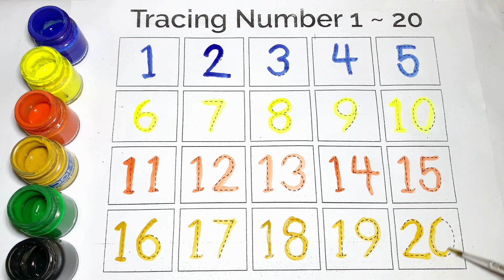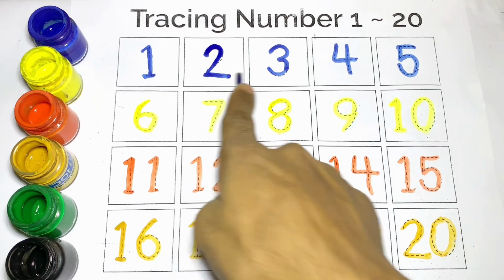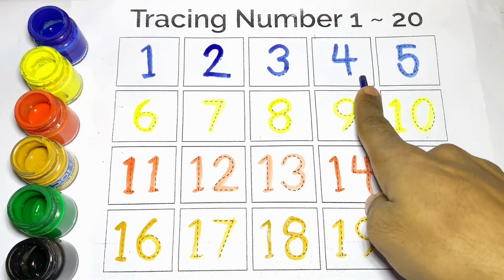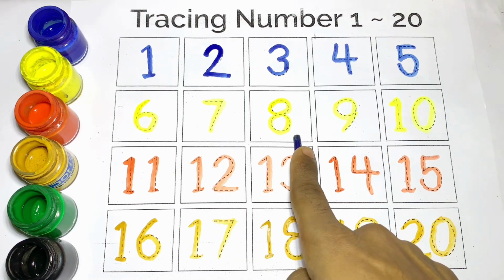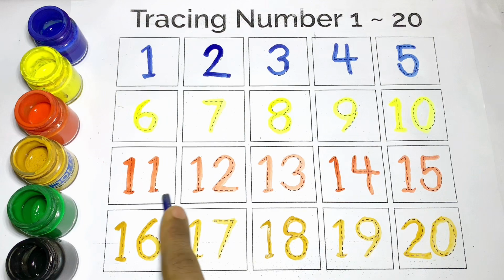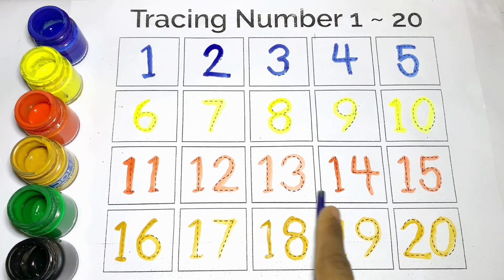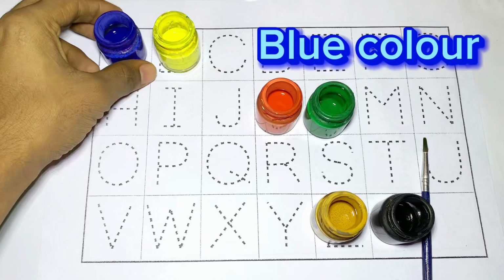The number 20. Kids today draw 1, 2, 3, 4, 5, 6, 7, 8, 9, 10, 11, 12, 13, 14, 15, 16, 17, 18, 19 and 20.